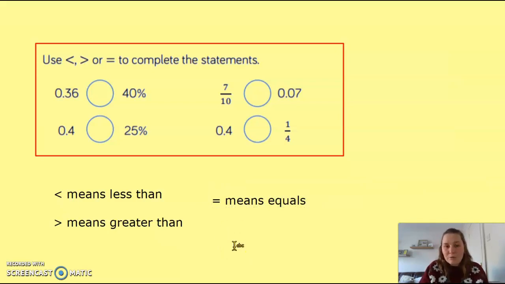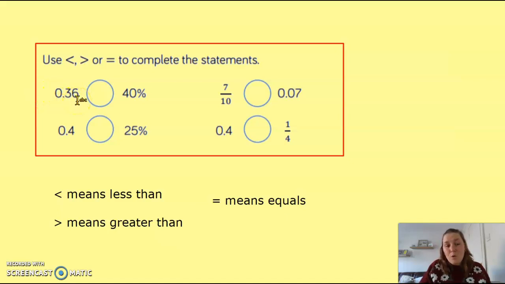So now I've got to try and put these in. I can't compare them without them all being the same. So if I take 0.36 and 40%, I need to either make them both decimals or make them both percentages so that I can see which one is bigger. I'm going to do that one with you, and then you can pause and have a go if you're feeling confident.